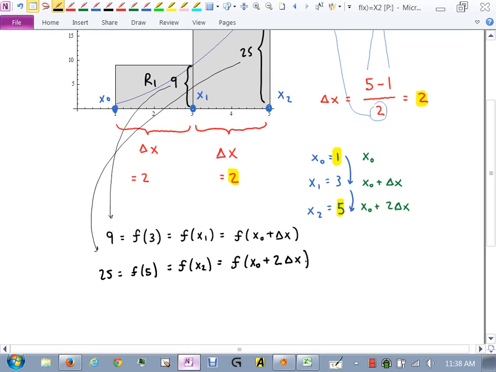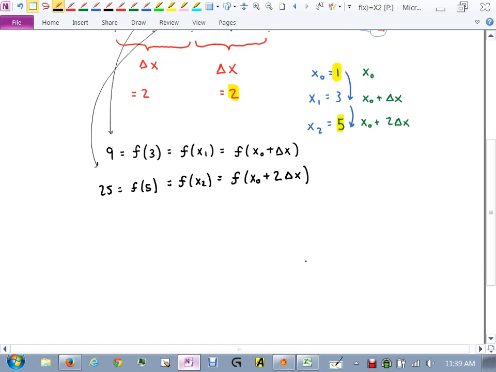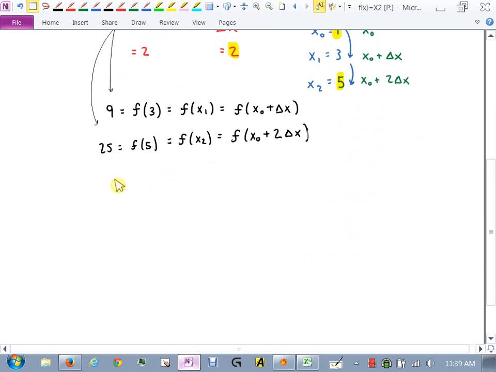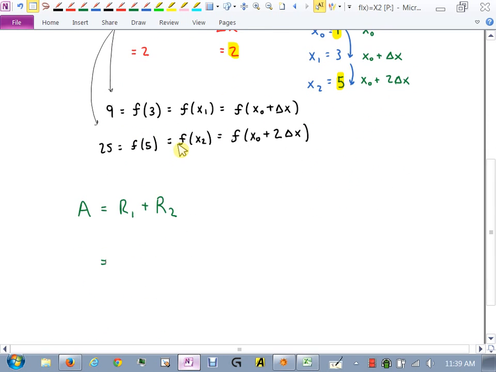Any questions on this construction? All right, so let's talk about area. I think we have everything we need for area. The area of my approximation should be rectangle 1 plus rectangle 2. Agreed? What is the area of rectangle 1? It's the width of the rectangle here, which is 2, times the height, which is 9.